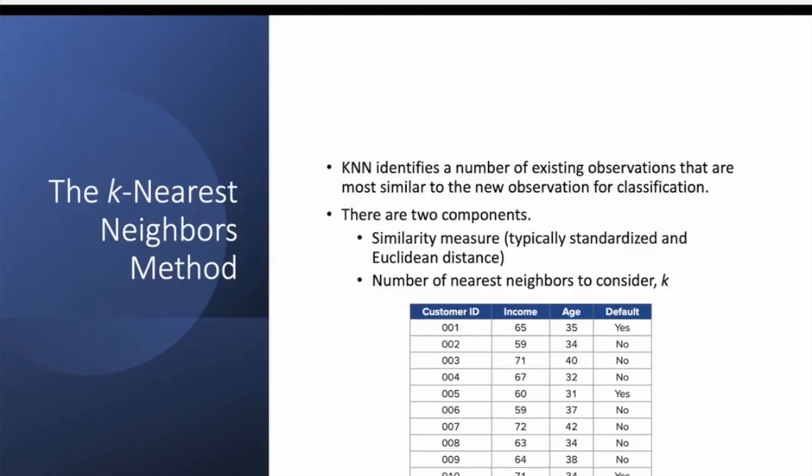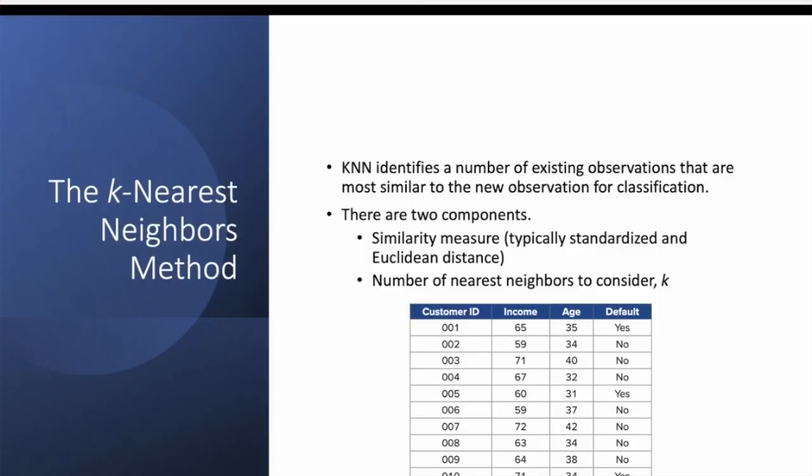Why? In order to classify the new observation, we're going to say whether this guy is going to default or no. The central components of the KNN are two: the chosen similarity measure and the number of nearest neighbors, K, to consider. In practice, the KNN algorithm often uses the Euclidean distance to measure the similarity between observations. We did this in the previous chapter, how to find the Euclidean distance.